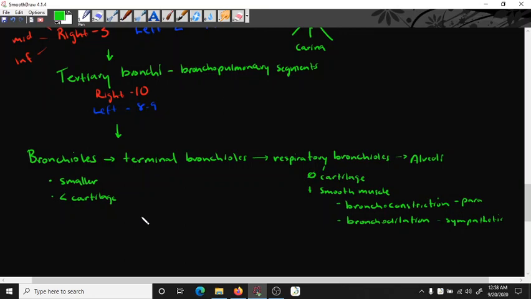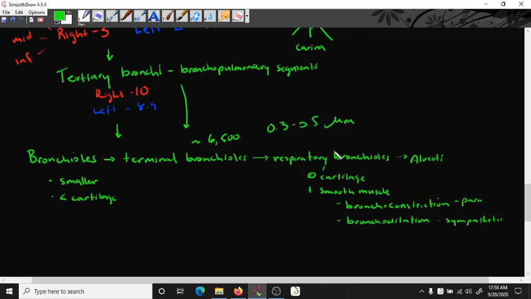Now, in what I've read, these tertiary bronchi, each one branches into approximately 6,500 of these bronchioles each. It's pretty crazy. And their size is between 0.3 to 0.5 micrometers.